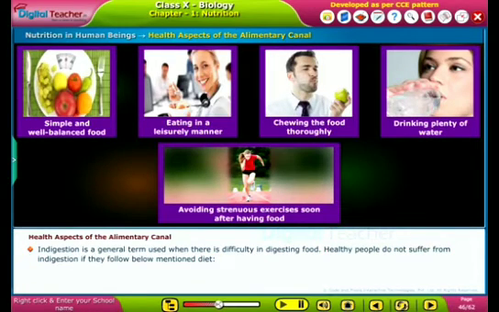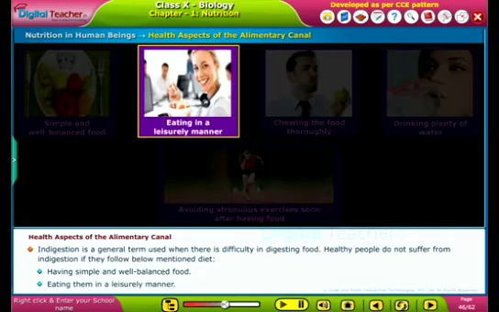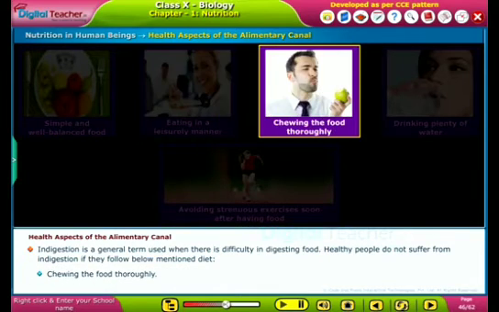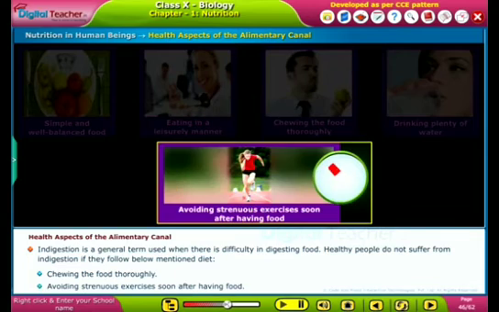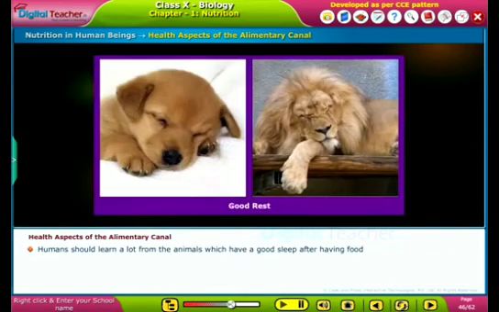Indigestion is a general term used when there is difficulty in digesting food. Healthy people do not suffer from indigestion if they follow the below mentioned diet: having simple and well-balanced food, eating it in a leisurely manner, chewing the food thoroughly, avoiding strenuous exercises soon after having food, drinking plenty of water and having regular bowel movements. Humans should learn a lot from the animals which have a good sleep after having food.